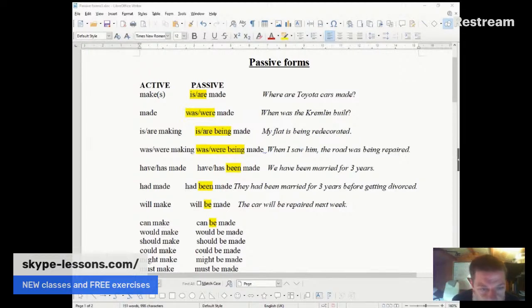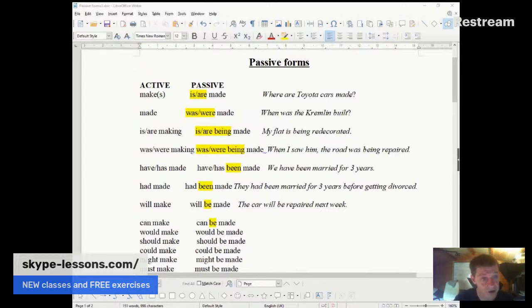Okay, and with all the modal verbs, and will is a modal verb, all modal verbs go the same way. It's will be made, can be made, would be made, should be made, could be made, might be made, may be made. All of them work in the same way. You add the verb to be after the modal and then have the third form of the verb. So the car will be repaired next week.